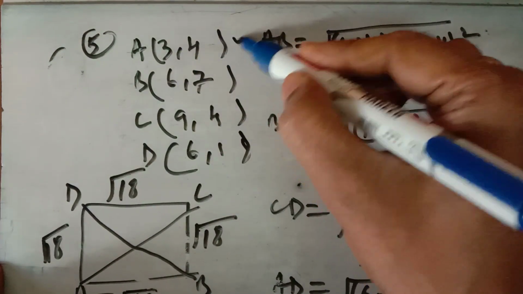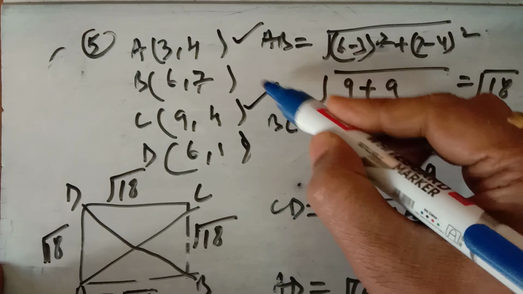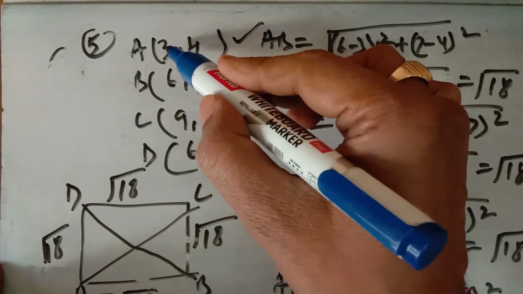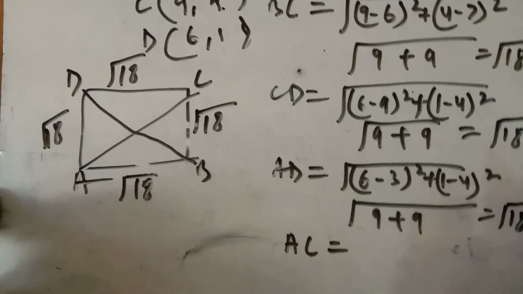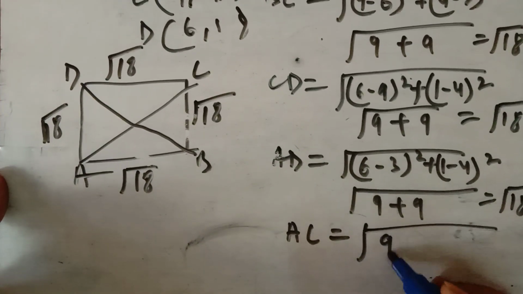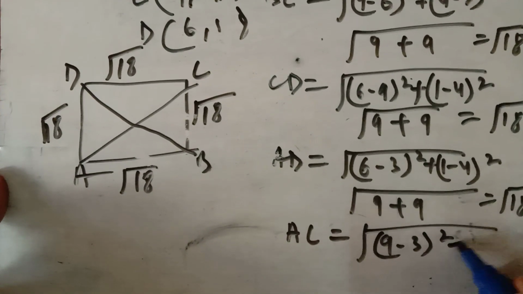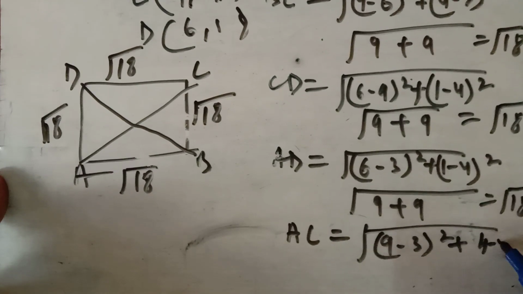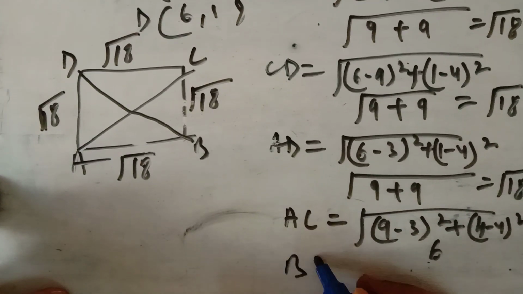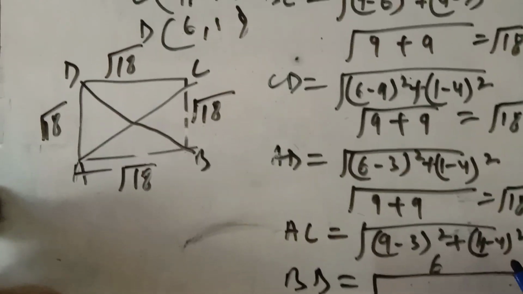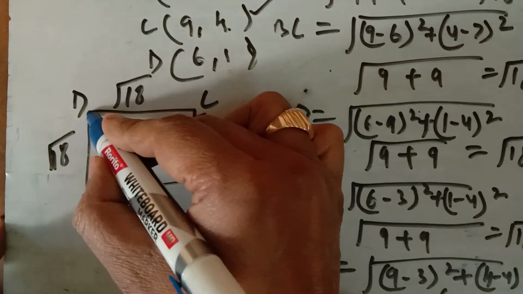So coordinates of A and C are given. So I'll find the distance: x2 minus x1 ka whole square, y2 minus y1 ka whole square. तो 9 minus 3 का whole square plus 4 minus 4 का whole square. So this is 0. This is 9 minus 3 ka whole square, that is root 36. This is coming out to be 6. Now I'll find the length of the diagonal BD.